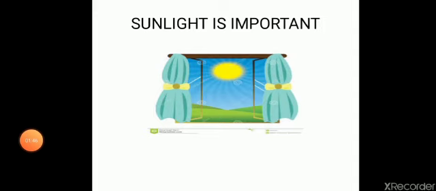Now I want to discuss with you the basic requirements of a good house. The first in my list is sunlight. Sunlight is a very important source of energy. It not only provides us warmth, it also kills germs. So our house should be really open.